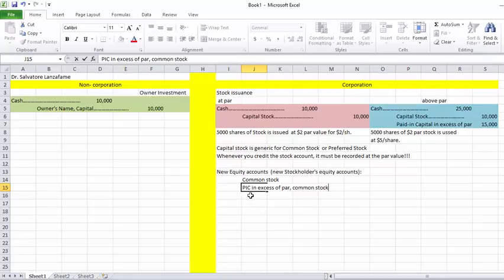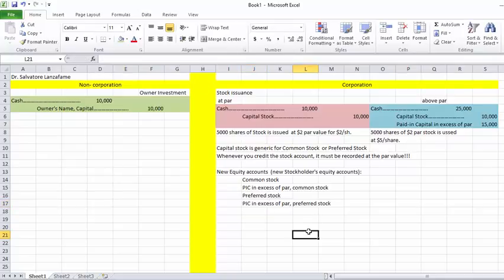We're also going to have preferred stock, and it too is going to have a PIC account associated with it. And if a company has both common and preferred stock, we need to make sure that we attach the caboose to that little title so that we don't use one PIC account for preferred when it was meant to be for common. So literally we have these 4 accounts that are in essence replacing what you used to know as capital. These accounts all carry a credit balance.